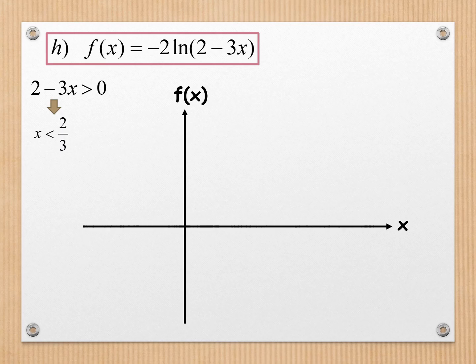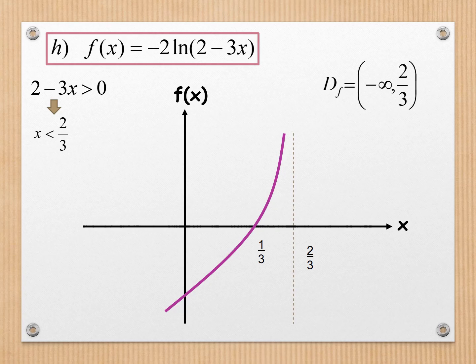Then we plot. Since the domain is (-∞, 2/3), it means that the vertical asymptote is at x equals 2 over 3. Then since the number in front of the logarithm is negative, it's moving down and has x-intercept 1 over 3. So the graph will be like this. The domain is (-∞, 2/3). The range is always (-∞, ∞) for a logarithm.